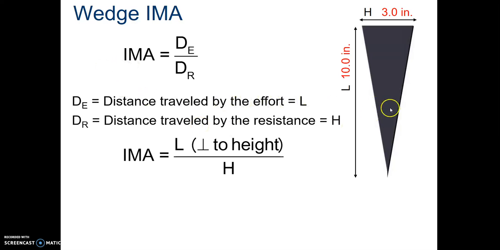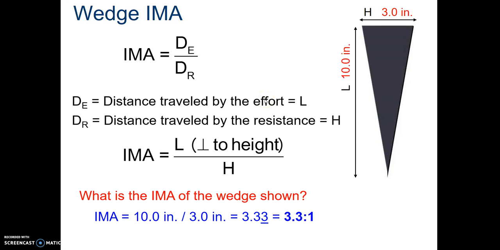we've got the effort being applied, that L that's there. So we're trying to push this starting point on that wood from the previous slide. We want to push it up to there. So we're pushing that wood from here to there. So that 10, the resistance has got to move that 3. So when we're done, the wood is split 3 inches apart. So we take that 10 divided by that 3. We've got a 3.321 ideal mechanical advantage.